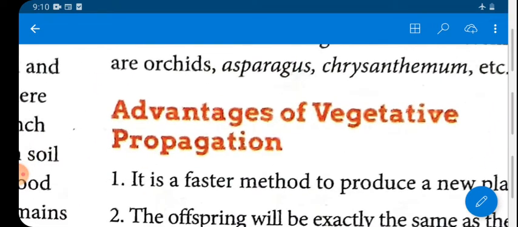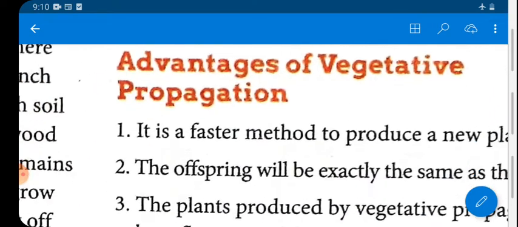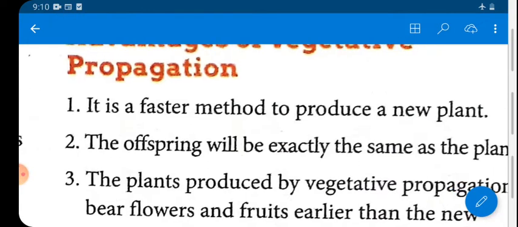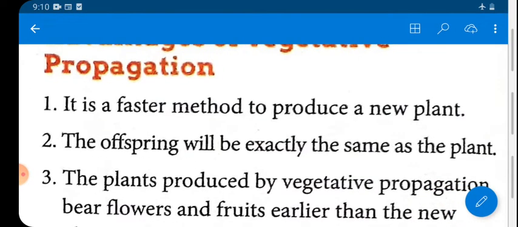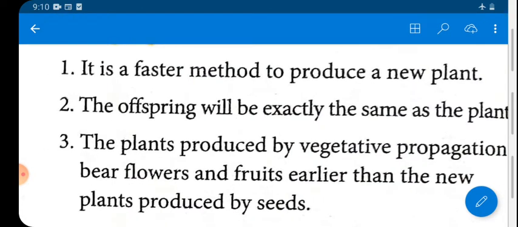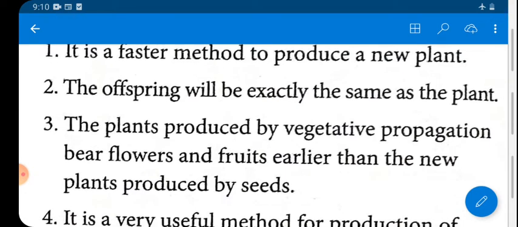Now student, we will talk about advantage and disadvantage of vegetative propagation. Let's talk about advantage. It is faster method. ये बहुत ही तेज माध्यम होता है to produce a new plant. नए पौधों को बनाने के लिए ये बहुत तेज माध्यम होता है. The offspring will be exactly the same as parent. और जो young ones offspring बन के आती है वो अपने parent plant की तरह ही होते हैं. ओके, उनमें वही क्वालिटी उनमें होती है.